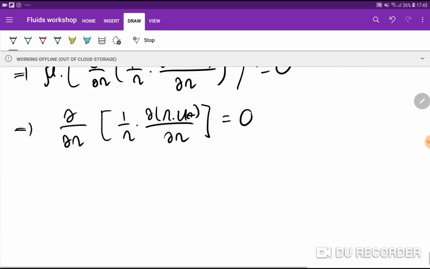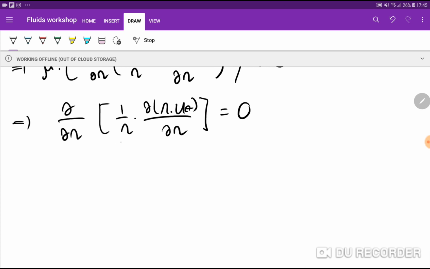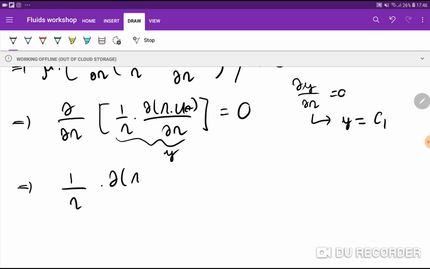Treat this as something, let's say this is y. So if you have partial y over partial R equals 0, you say y equals C1, right? Because it's like solving a basic differential equation, like you have dy over dx equals 0, you have y equal to a constant, y equals C1 or y equals C. So similarly, this whole thing right here, this y term, 1 over r times partial of r times u theta over partial r, equals C1.